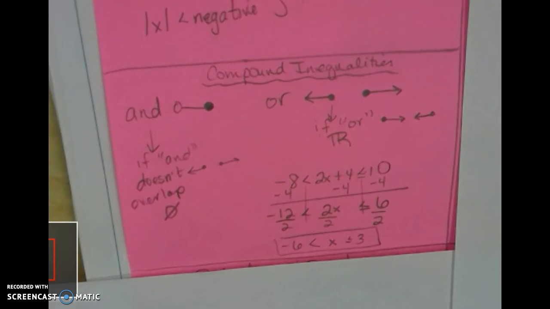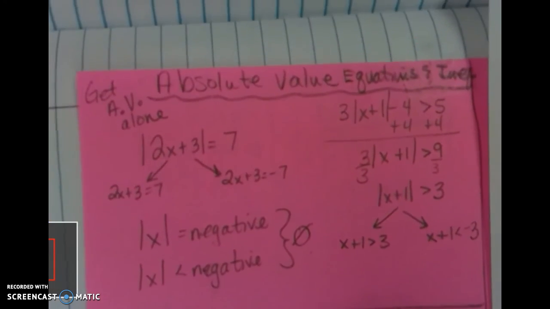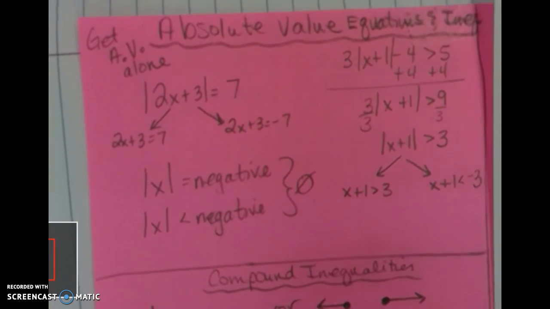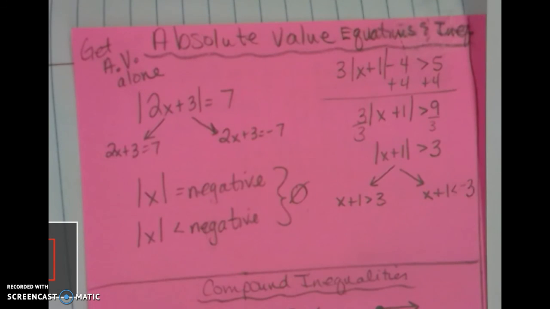So these 2 boxes of absolute value equations and inequalities and compound inequalities, these are parts 1 and 3 on your test review.